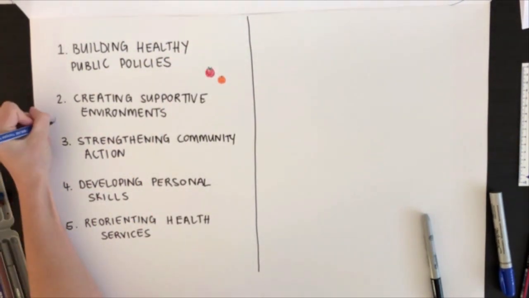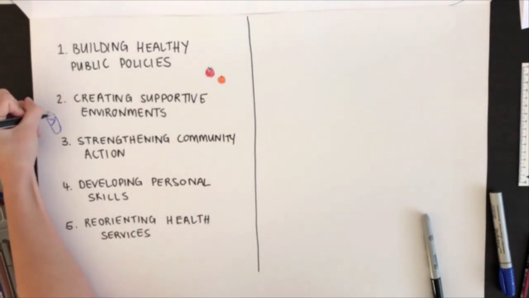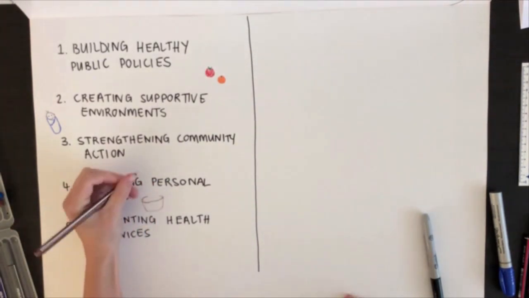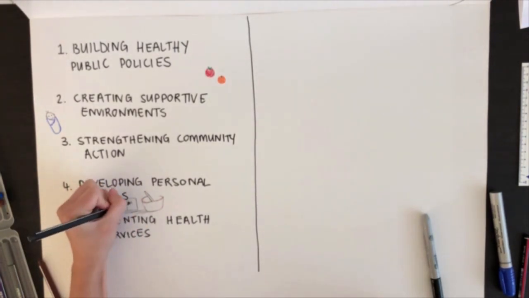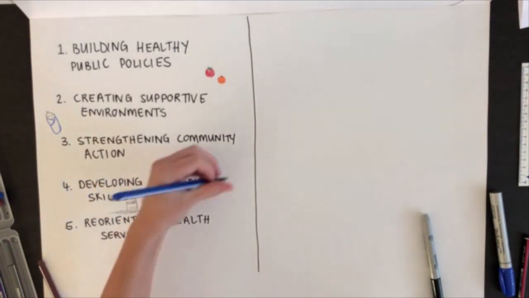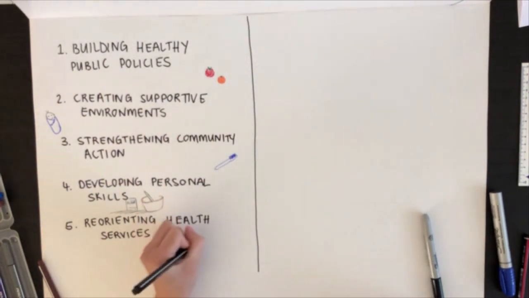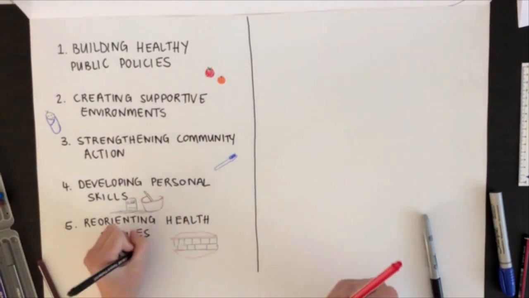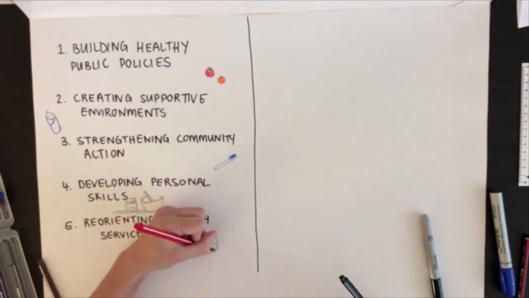Developing personal skills. Enabling people to learn throughout life to prepare themselves for all of its stages and to cope with chronic illness and injuries is essential. This has to be facilitated in school, home, work, and community settings. And finally, reorienting health services. Reorienting health services also requires stronger attention to health research, as well as changes in professional education and training.